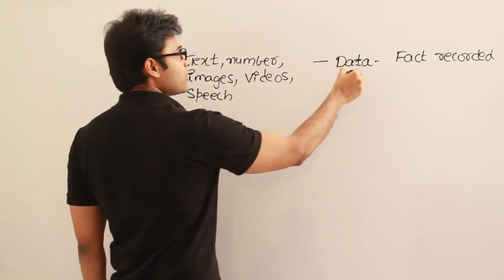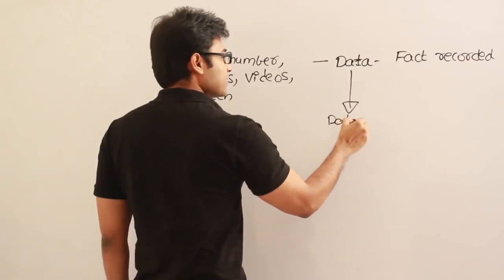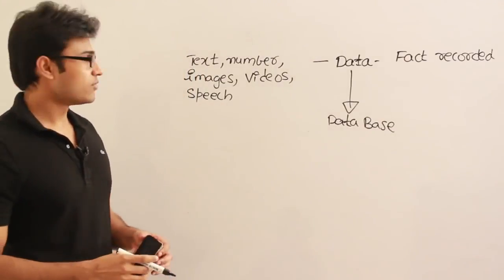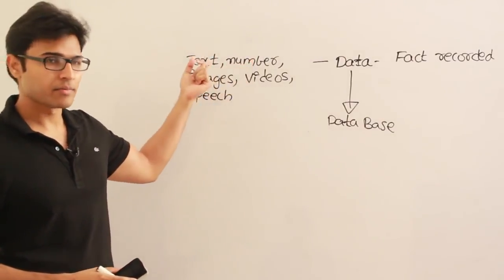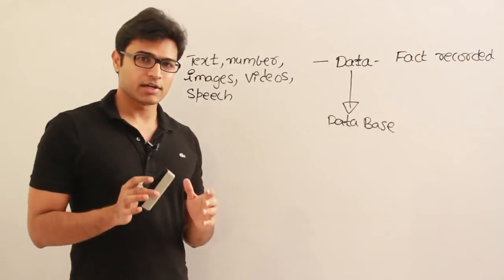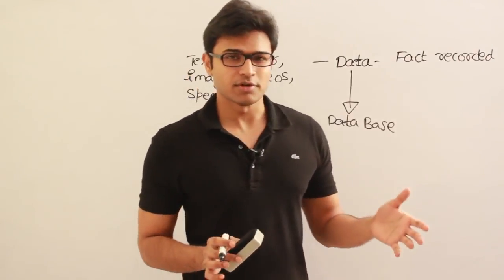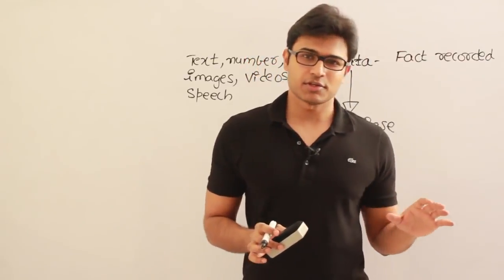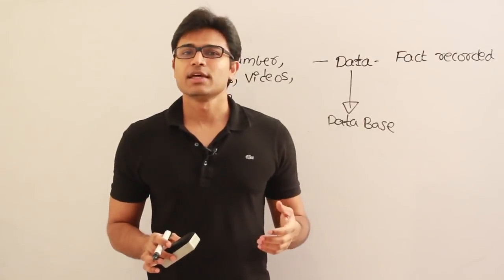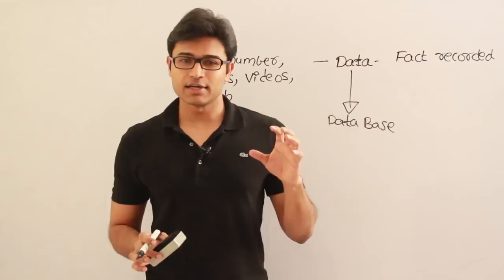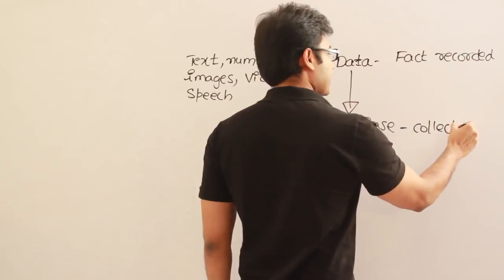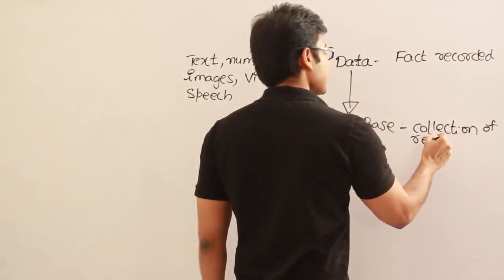And from this we are going to define database. A database is a collection of related data, which means if you take a collection of text, or a collection of numbers, or a collection of images, or a collection of videos, they are all called a database. Whatever terms these are, they have various definitions. You can find them on the internet, but in this course, they are defined this way. So a database is a collection of related data.